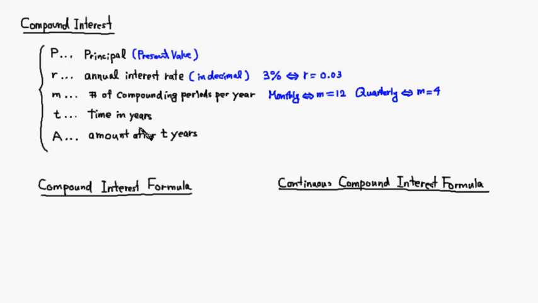T is just the time in years. And A is the amount after T years. Sometimes you can write it as a function of T, so you can write it as A of T if you want. Let's look at a couple of interest formulas.